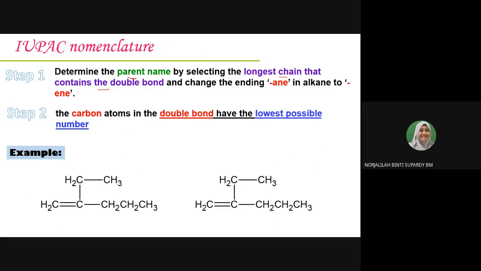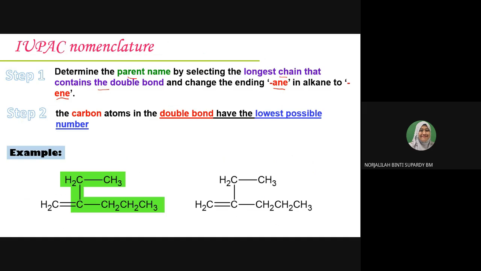The parent chain ending changes from alkane to alkene, the ane ending changed to ene. Then step 2, the carbon atoms in the double bond must have the lowest possible number. Let's have a look at these two examples. At the left side and the right side, we have the same structure.